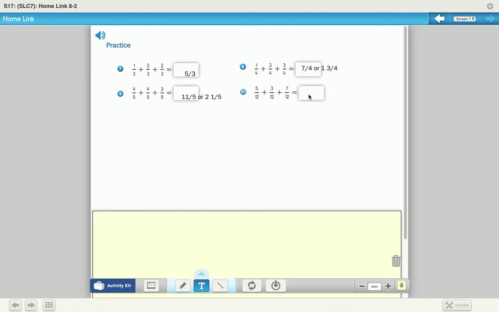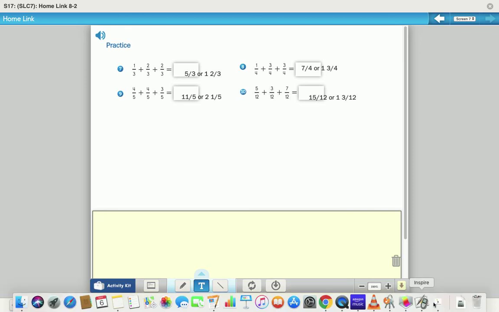And then the last one, we have 5/12, 3/12, 7/12. We'd have a total of 15/12, or 1 3/12. Okay, so either one of those would be correct, and I'll go ahead and put this one here. 5/3 or 1 2/3. Okay, so those are the answers for your home link 8-2.